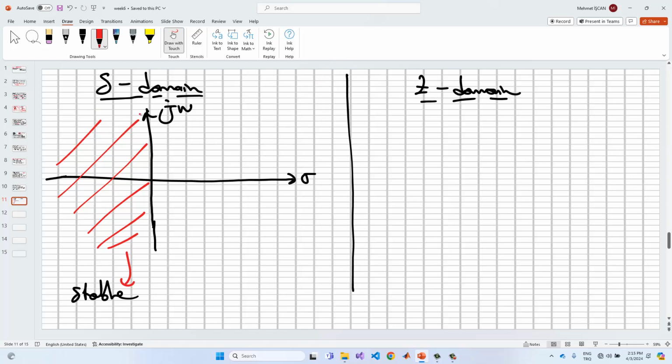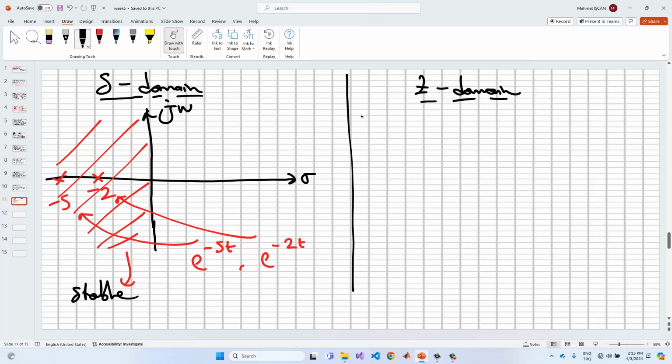Because for example, if we have minus 2 and minus 5 here, this yields what? This kind of natural response. Okay? But if we have the roots at the right hand side of this S domain, this generates what? A positive value, and it's always growing in time. Okay? But in the Z domain, we have different values, a different notion.